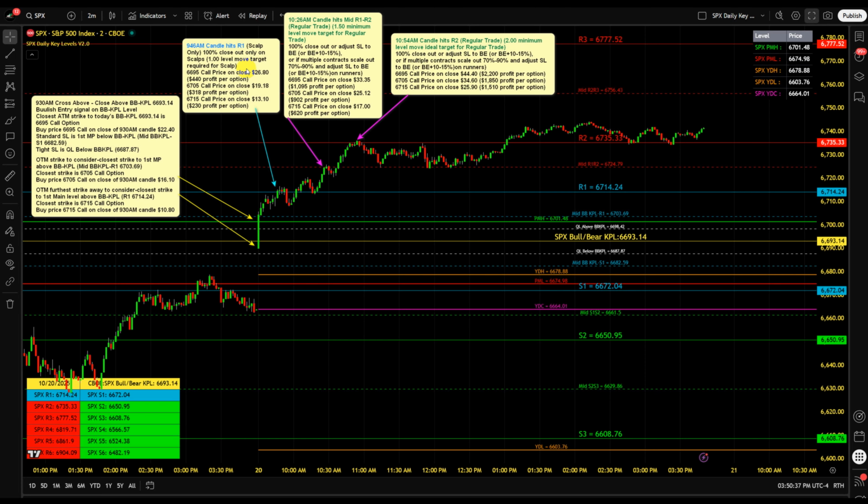So at 9:46 a.m., if you were just doing scalping only, that's this candle right here, when it hits R1, you are closing out all of your contracts. So if you had a 66.95 call, the price on the close from hitting R1 here at 9:46 on that candle close is 26.80. So that is a $440 profit per option.